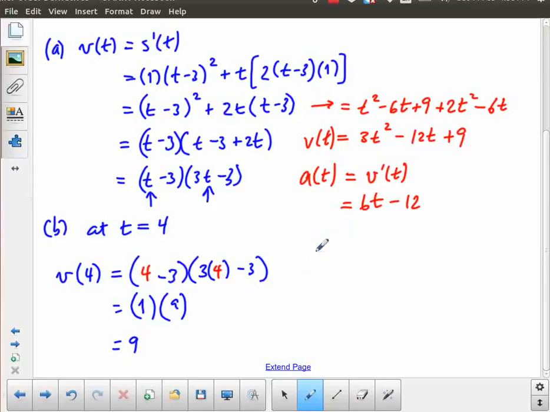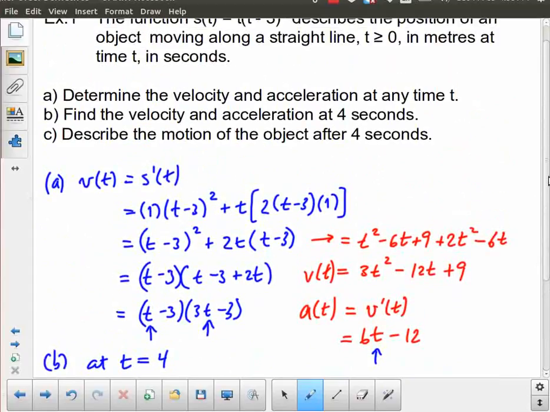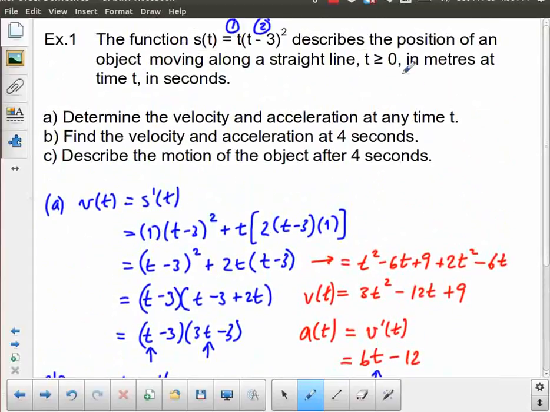And for my acceleration at 4, I end up with 6. I'm just going to go ahead and make this replacement. I'm not going to change color. It's 12. So I get 24 minus 12, which is equal to 12. Now you do have to be careful here because we are talking about these quantities having units. So my answers are not complete yet. I have to actually talk about what the units are.